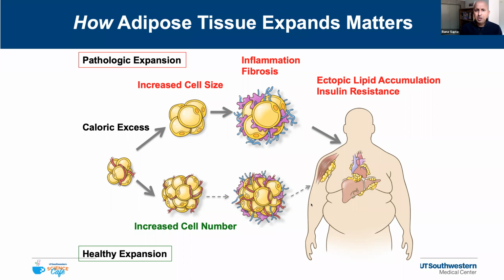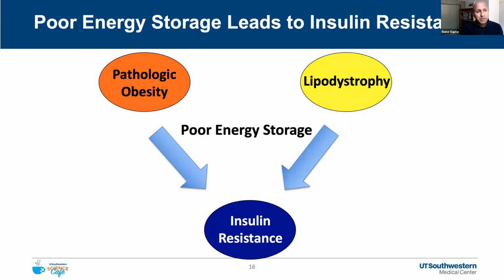So this seems counterintuitive. What I'm telling you here is that actually making new fat cells can actually be a good thing, can actually be a protective thing in the setting of overnutrition. And what this also highlights is that there's a common denominator between what's happening in obesity versus what's happening in lipodystrophy. The common denominator is poor energy storage. And that is poor energy storage that's actually fueling and driving the development of insulin resistance and diabetes.